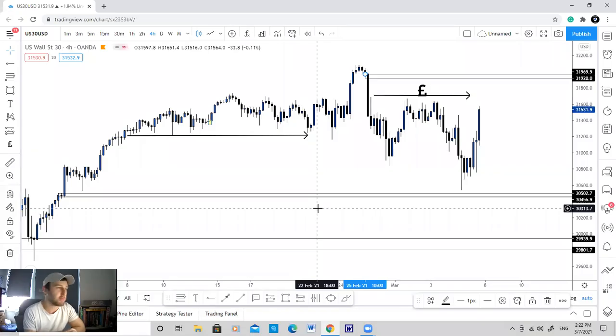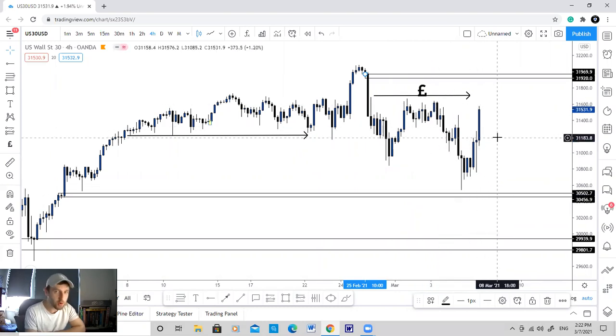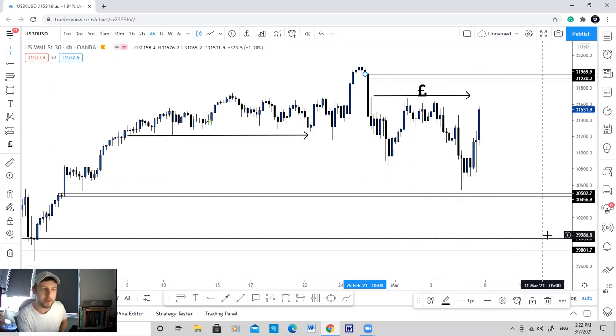Okay, guys, just a quick update on the US 30. I had this potential buy area during the week and just missed out on it. Got a good push to the upside. So now I'm still expecting to see price back around that 3,000 level.